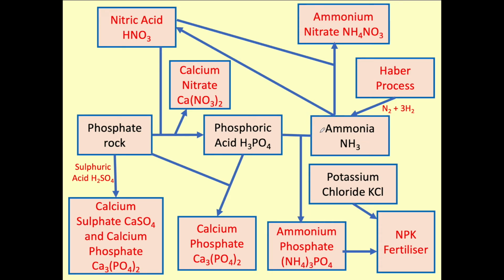We can react our ammonia with phosphoric acid to produce ammonium phosphate. And we can react our phosphate rock with phosphoric acid to produce calcium phosphate. And we can react our phosphate rock with sulfuric acid to get the calcium sulfate and calcium phosphate. So nitric acid can be made from ammonia because you will note that they both contain nitrogen atoms.